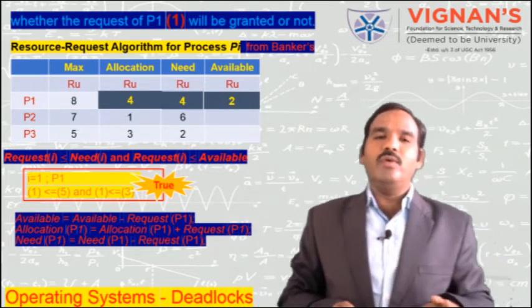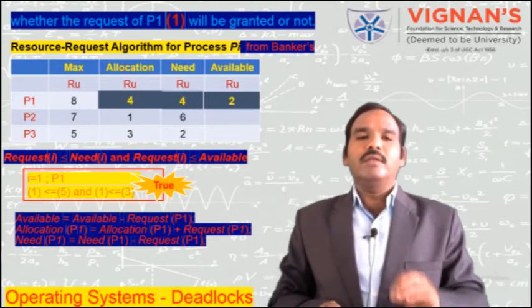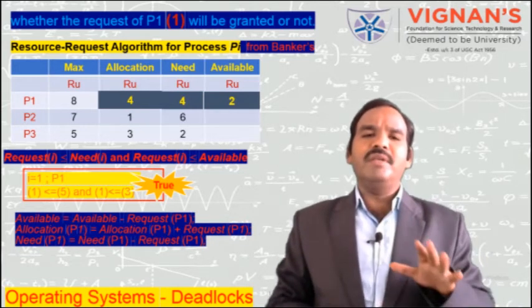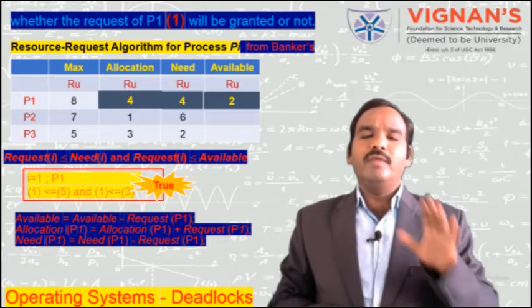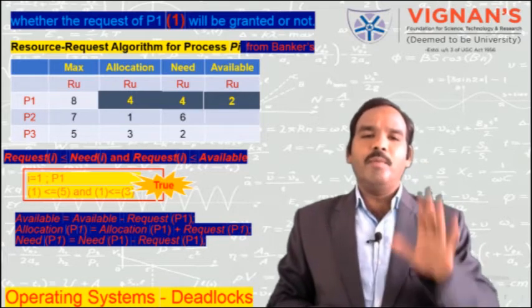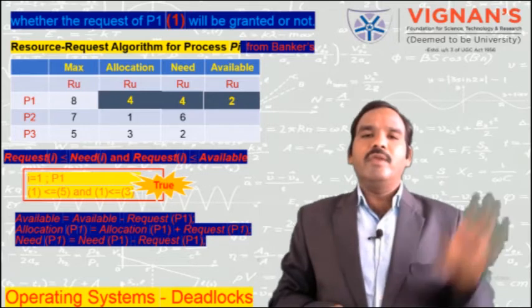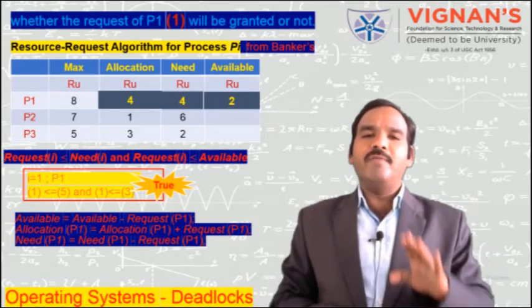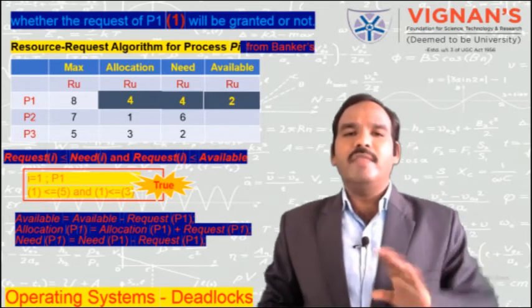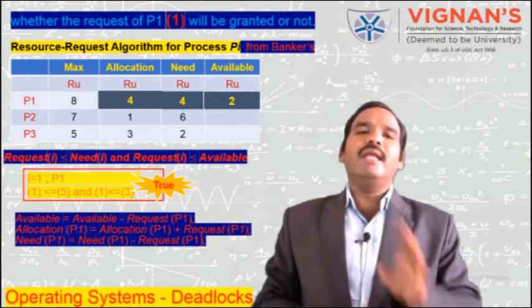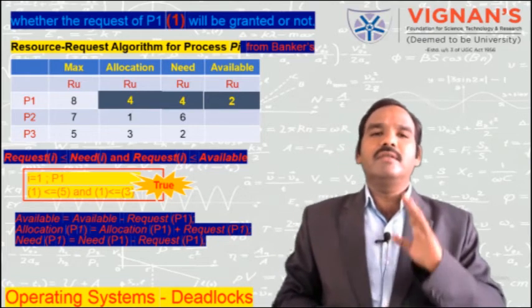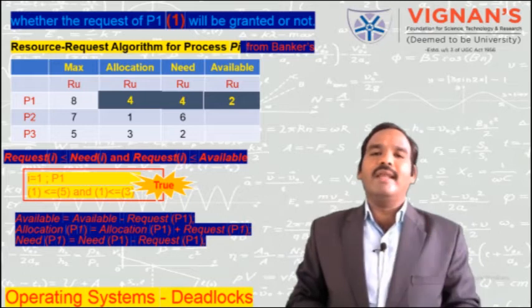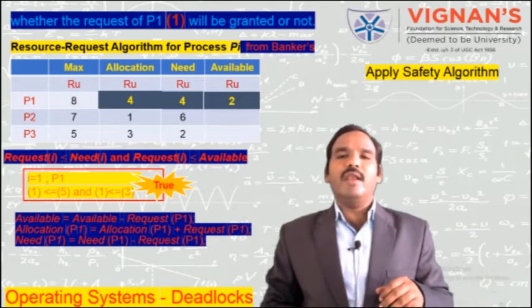After that, what do we have to do? This update can be committed or rolled back, and we can decide with the help of the safety algorithm. If the safety algorithm identifies that the system is safe, then this request can be granted, otherwise this request cannot be granted. Now apply the safety algorithm.